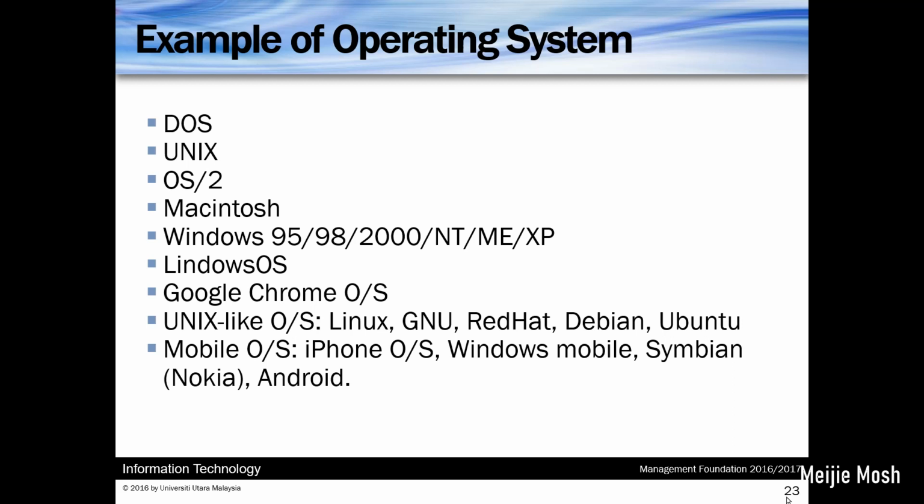Here are the examples of operating system. For example, DOS, Unix, OS/2, Macintosh, Windows 95, Windows 98, Windows 2000, Windows NT, Millennium, XP, 7, Windows 8, Windows 10, Windows 11, Linux operating system or Linspire, Google operating systems, or Unix-like operating systems like Linux, GNU, Red Hat, Debian, Ubuntu, or it can be a mobile operating system, for example, iPhone operating system, Windows Mobile, Symbian, Android.